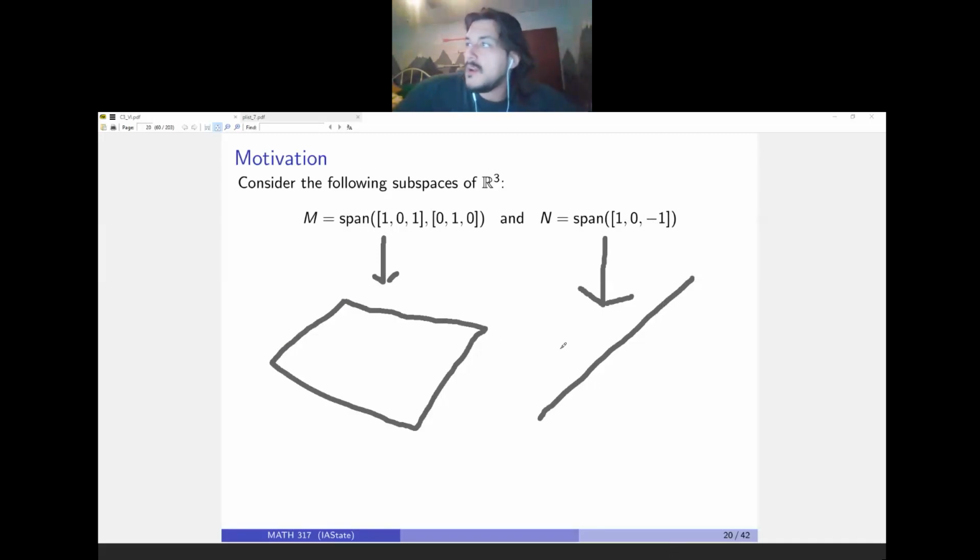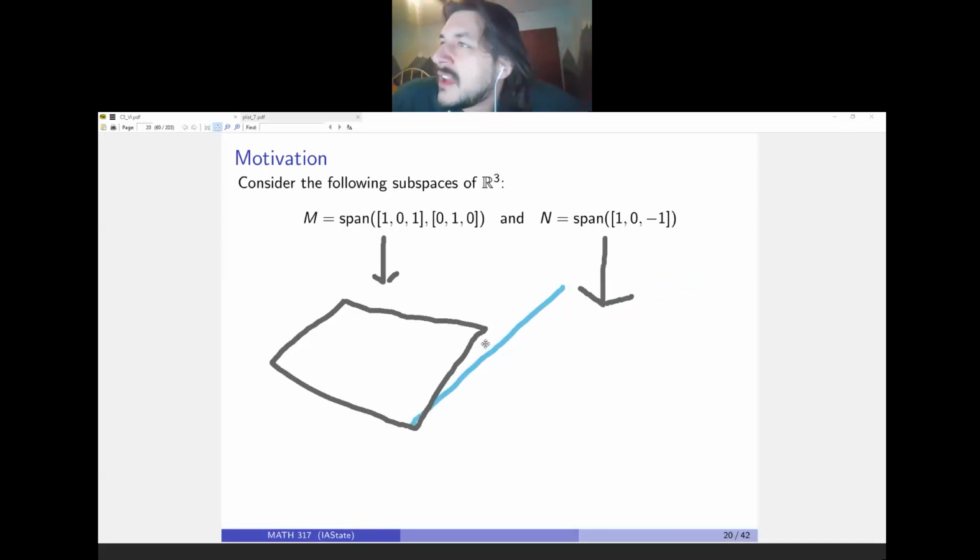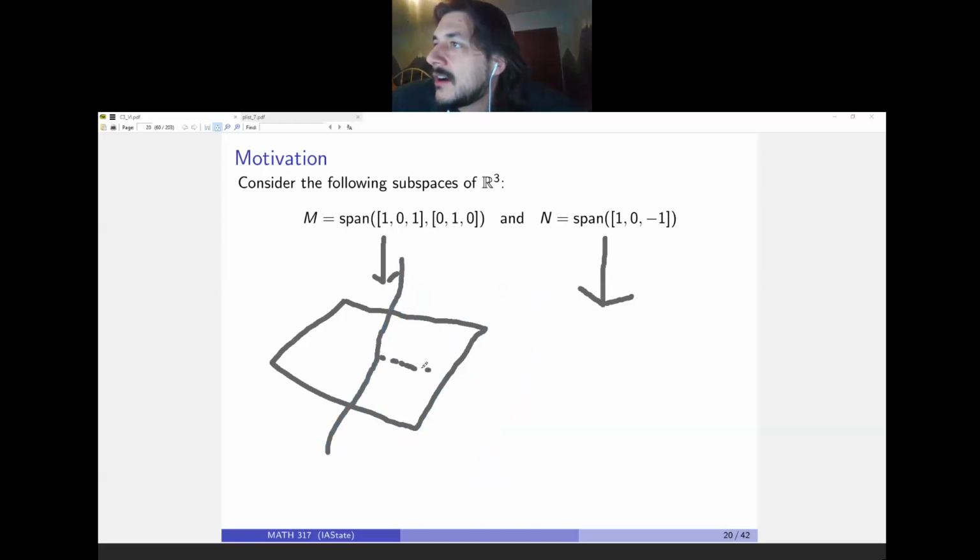So if I were to take these and draw it like that, maybe more like that, it's a line like that. And if I bring this over here and do a little dotted line right there and draw a little right angle, that'd be great. It'd be pretty cool if M and N were perpendicular to each other in that way.